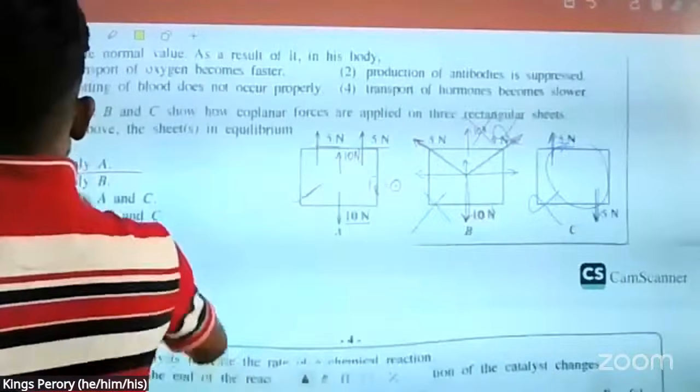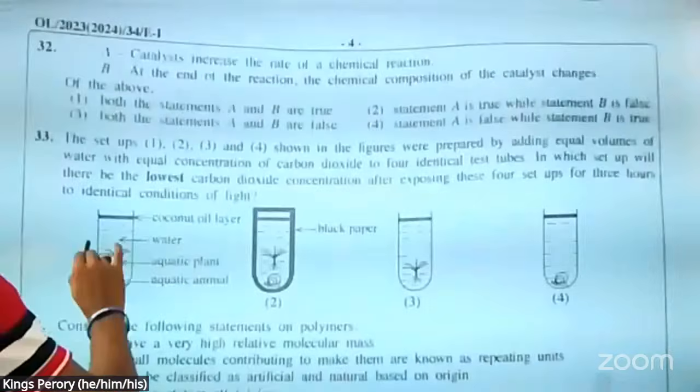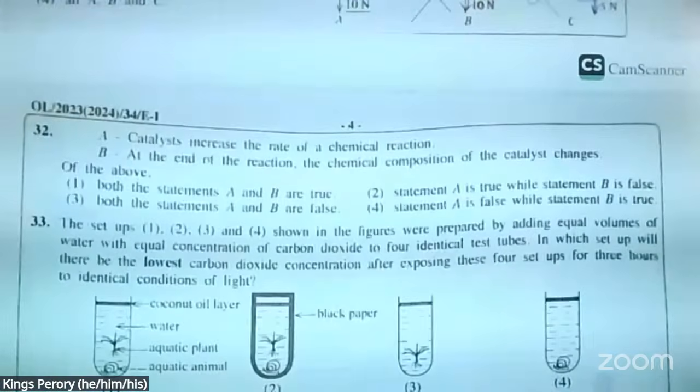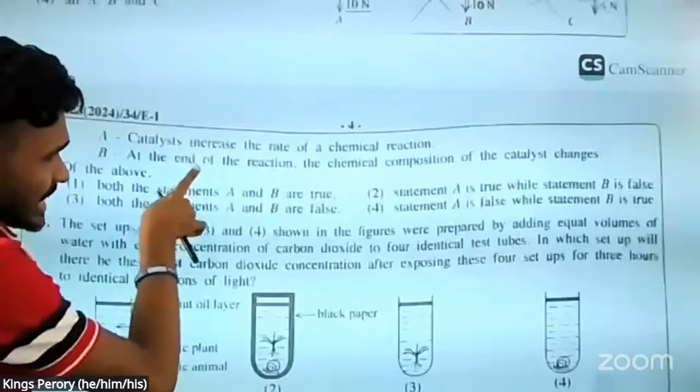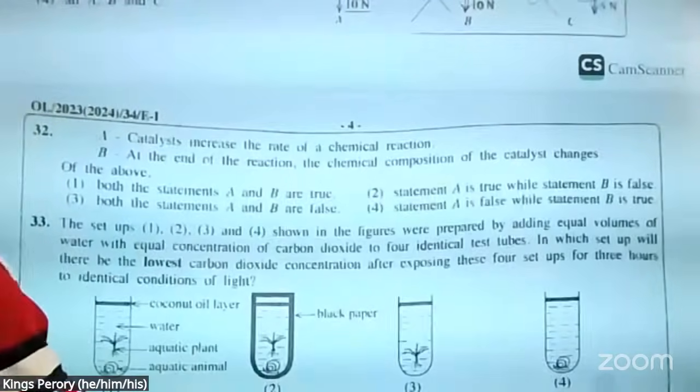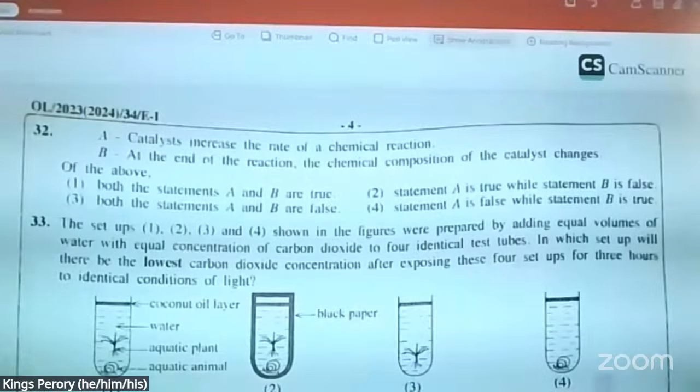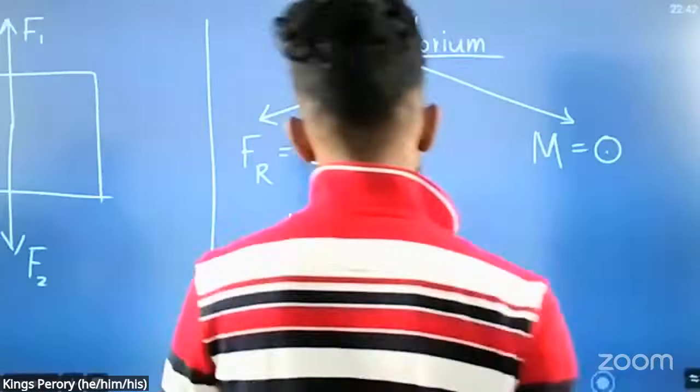Right. Question number 32. A and B statements are given. These are statement type questions. A: catalyst increases the rate of reaction. They are talking about catalyst.